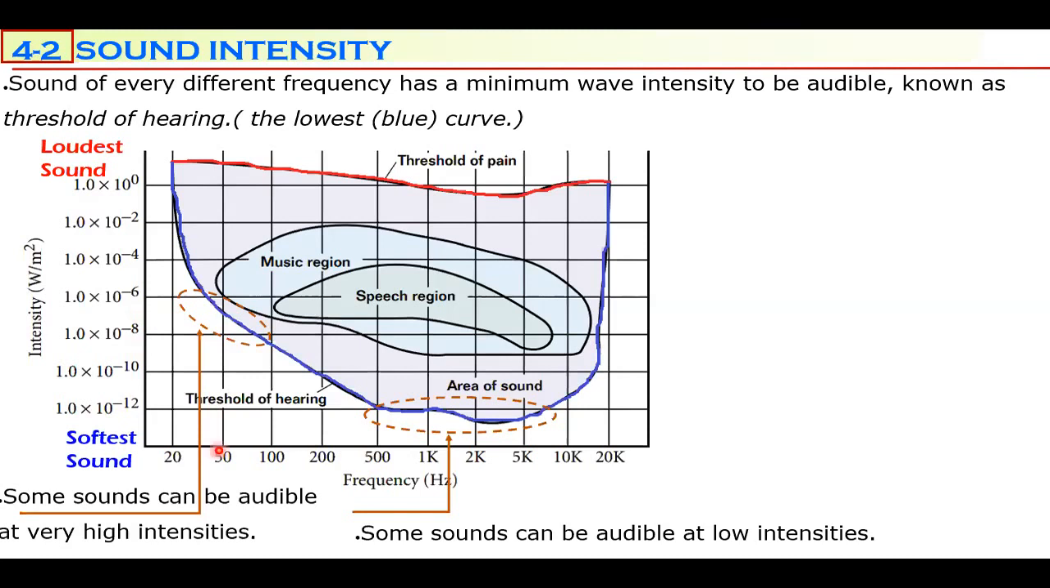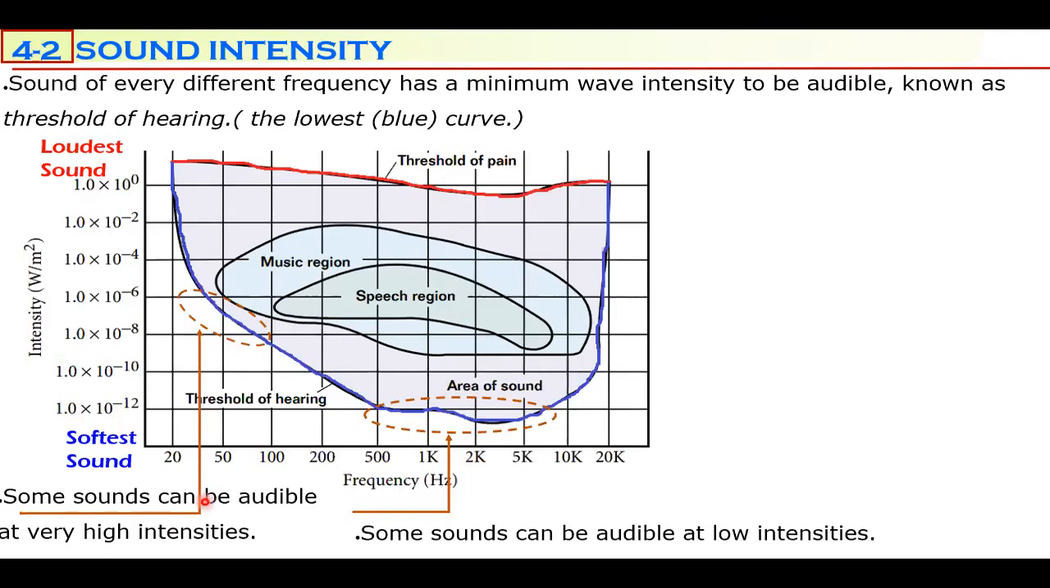But generally, our daily human talk is about 1 kilohertz, 1000 hertz. This is the area in which we talk in daily life. That's why, when you are talking to somebody or somebody talks to you, the softest sound, the lowest intensity sound, can be 10 to the power of negative 12. So this is the softest sound you can hear in daily life, at 1000 hertz. In this area, very low intensity sound can be audible.